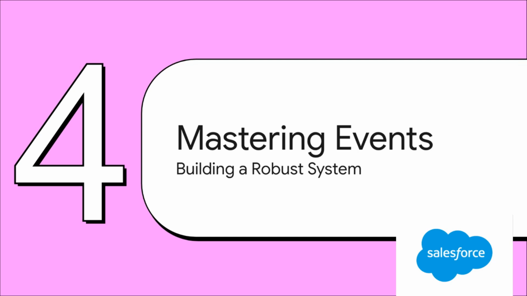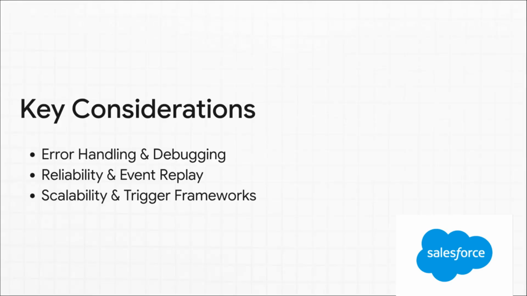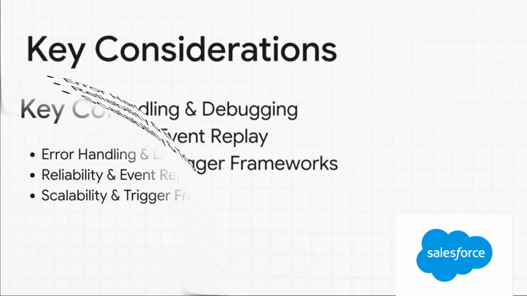But to do it right, to do it at scale, you need to think about building a robust system from day one. Let's cover a few key design considerations you absolutely have to think about. We're going to quickly touch on 3 essential topics for anyone who's serious about using platform events. First, what happens when things go wrong? Second, how do you make sure no messages ever get lost? And third, how do you keep your code clean and organized as your system grows?